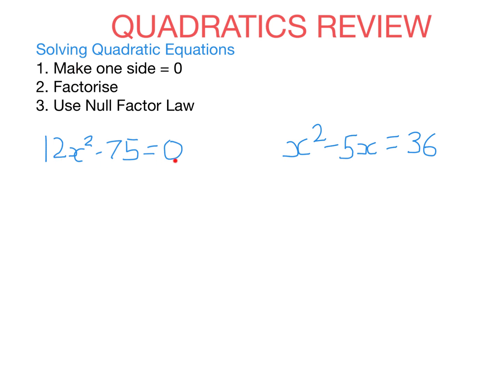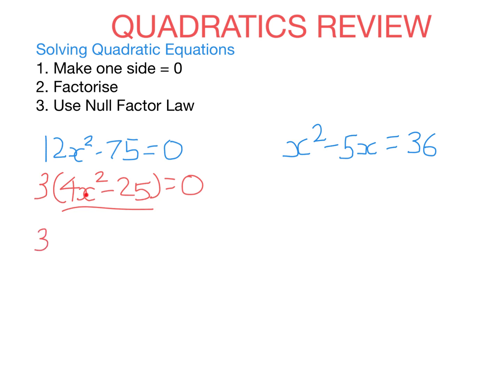So let's look at this equation here. One side is already equal to 0, so step 1's done. We're going to go to step 2, which is factorise. When factorising, always see if there is a common factor. Here the highest common factor is 3, so I'm going to put that out the front. Now I'm going to factorise what's left in the bracket. So I'll leave the 3 alone.